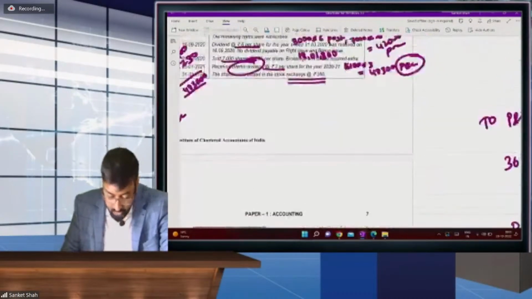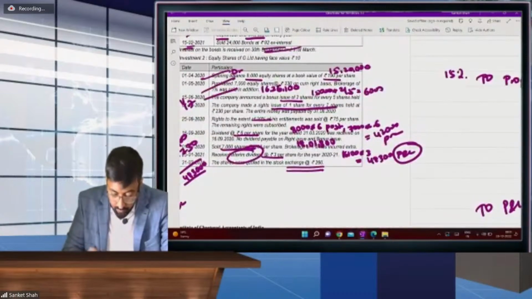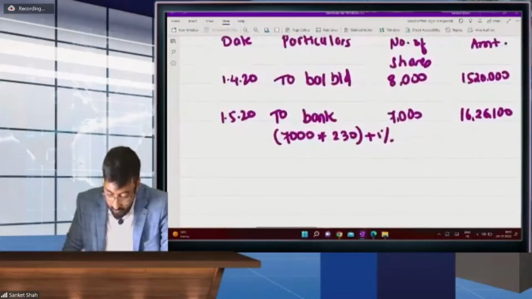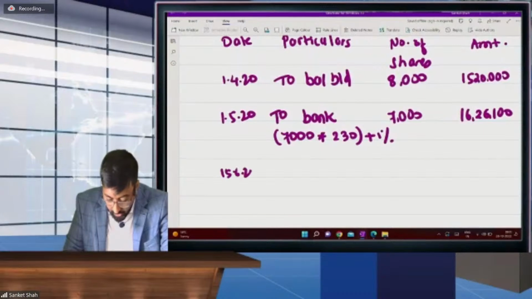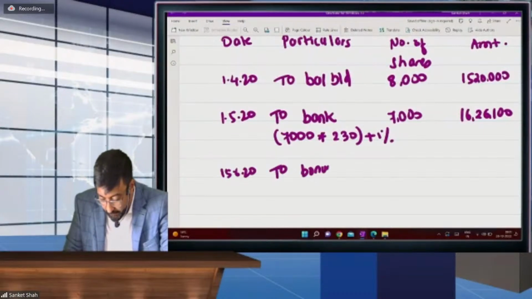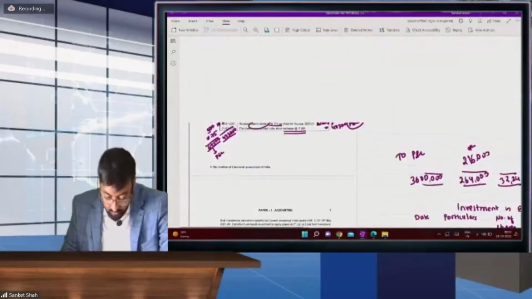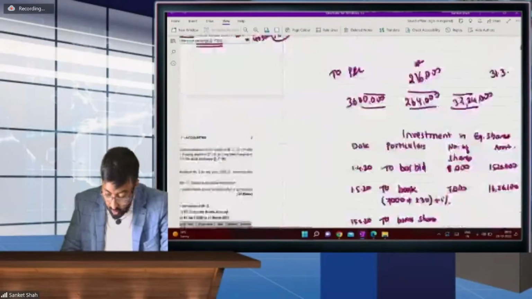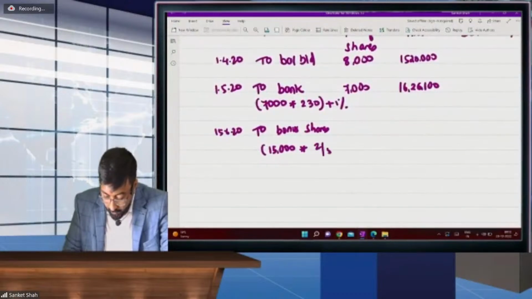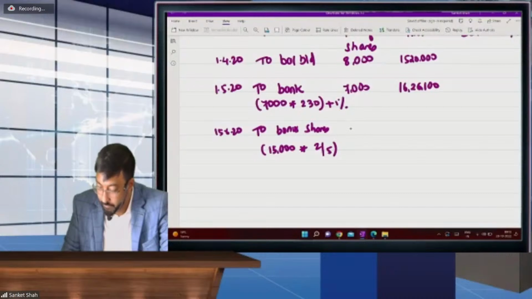Then the bonus shares date, 15 June. Always leave one line. To bonus shares, 15,000 into 2/5, 6,000, dash.